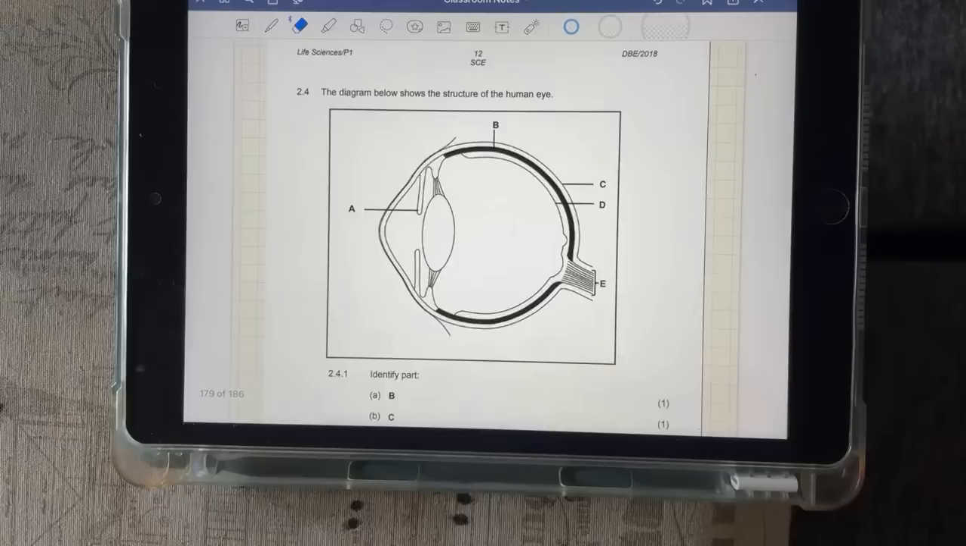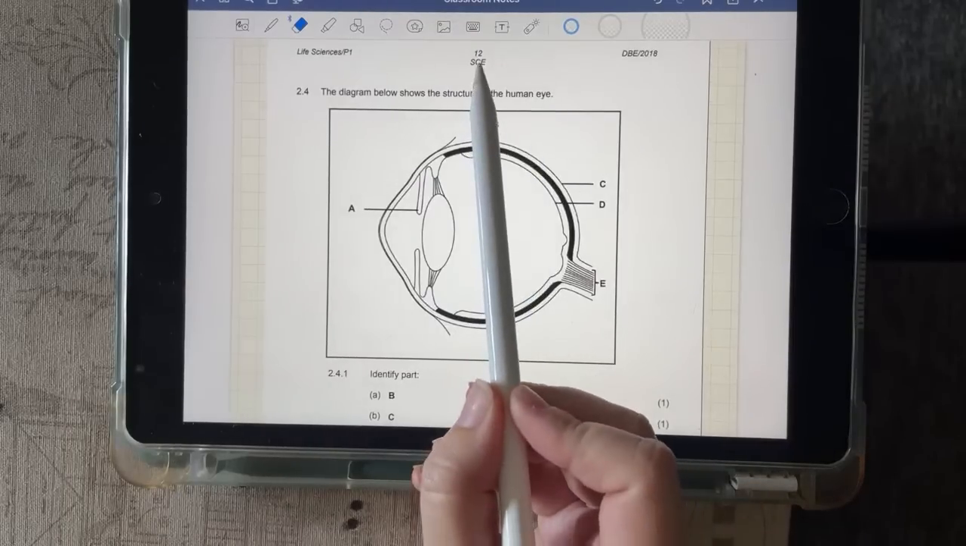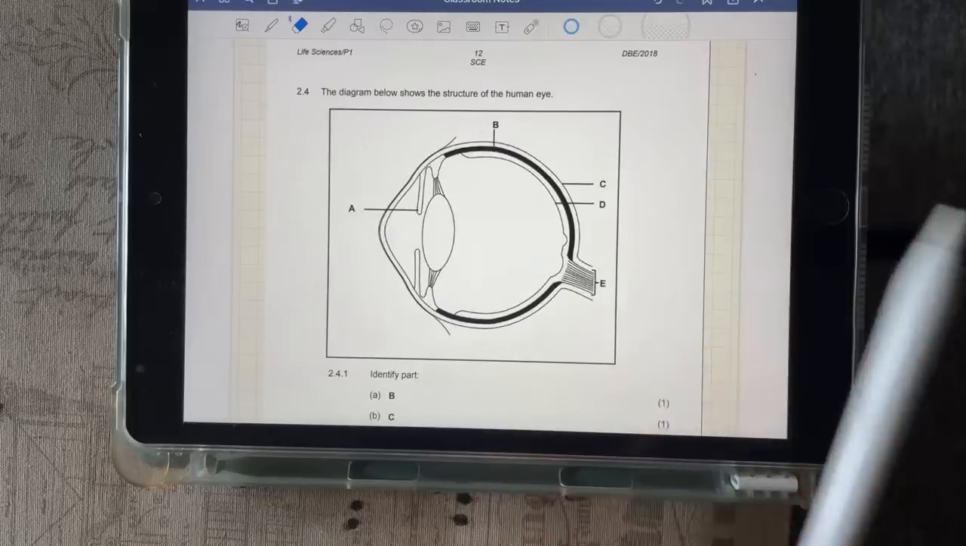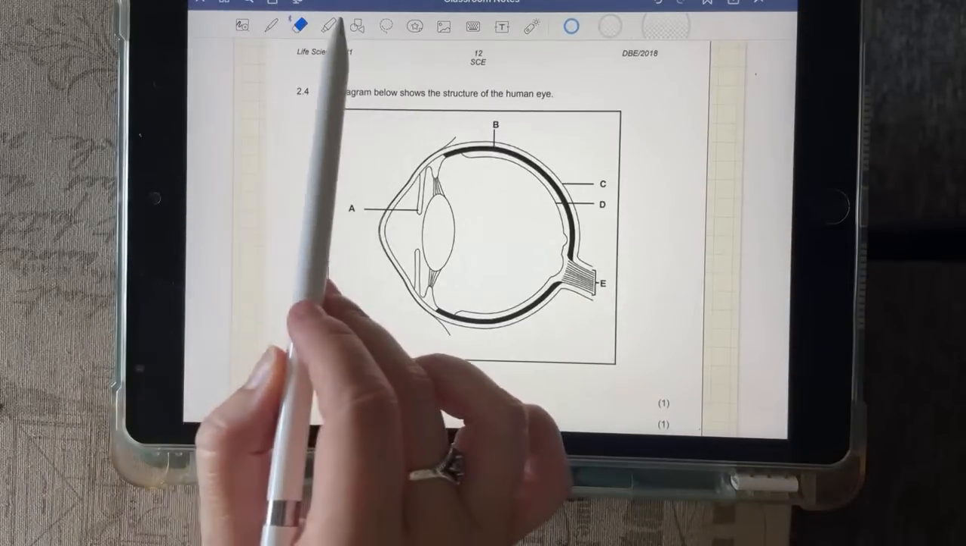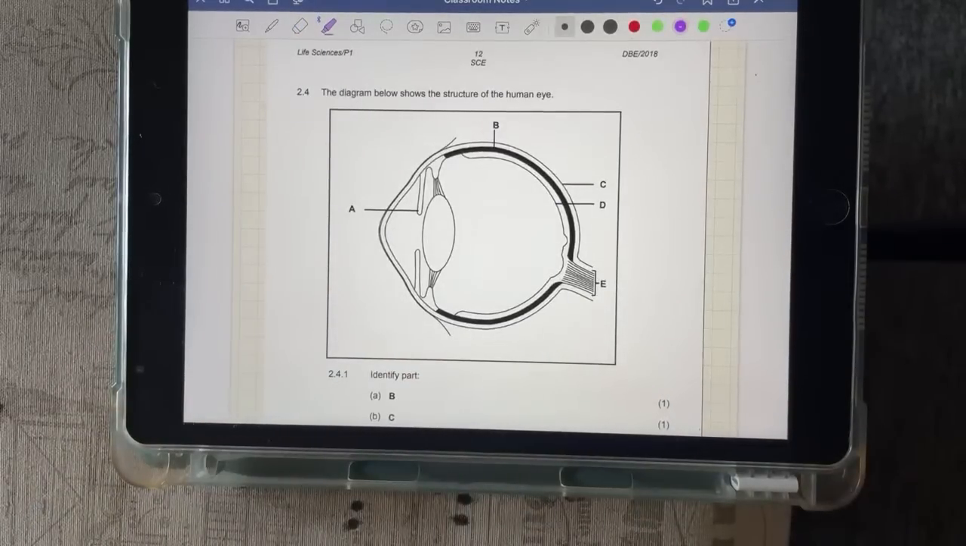I'm going to move on to an eye question because I know a lot of you are like, please, ma'am, do an eye question. So I'm doing an eye question. This past paper is a supplementary paper from 2018, as you can see at the top there. Remember, I said I liked this paper quite a bit because it's got some good stuff in it. So let's go into the eye and have a look at what this question wants from us.